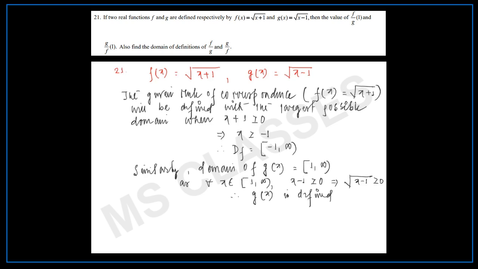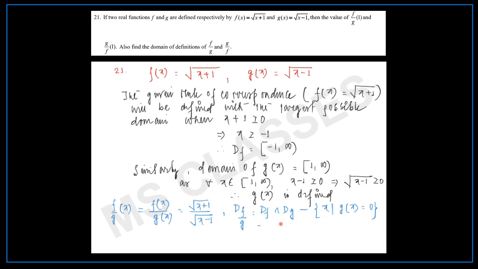Now what we need to find out is the function f by g of x, which is f(x) by g(x), that is root over x plus 1 by root over x minus 1, provided the domain of f by g equals the domain of f intersection domain of g, minus those values of x for which g(x) is 0.